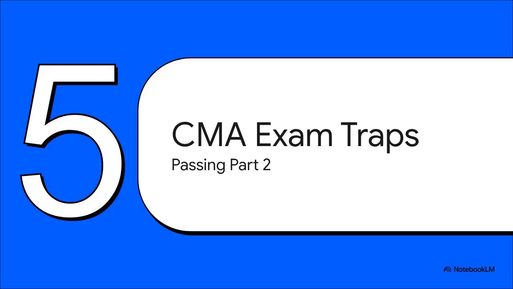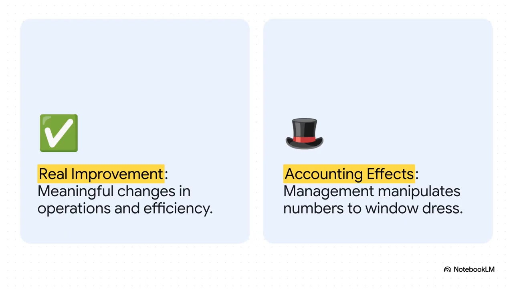All right, Section 5, Avoiding CMA Exam Traps, Passing Part 2. So, we've arrived at the climax of our explainer. It's time to bring all these limitations, from window dressing to inflation to comparability, right back to what you'll actually face on test day. So, the crucial point is this. The exam will actively test your ability to spot the difference between real economic improvement and mere accounting presentation effects.